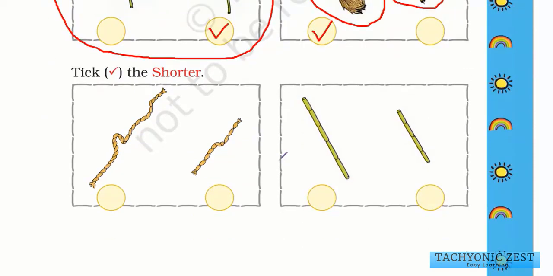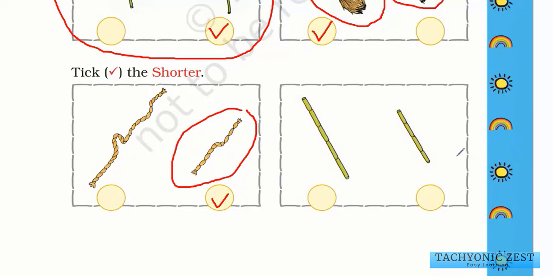Let us see the next question. In this question we have to take the shorter object. So these are two ropes which are given. Now one rope is shorter and the other rope is longer. So can you tell me which one is the longer rope? Correct, this is the longer rope and this is the shorter rope. So this rope over here is shorter as compared to this rope, and this rope over here is longer as compared to this rope. So we have to take the shorter rope. So this one is the answer, this one is the shorter rope.